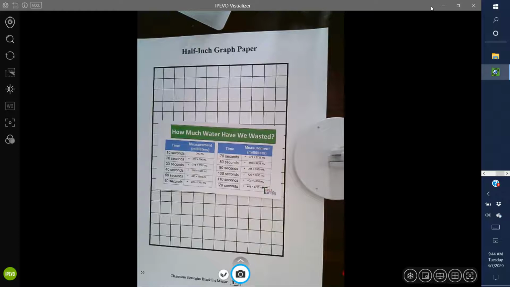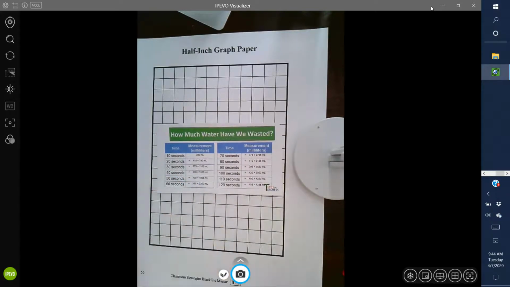You can see I have our data recorded here for us to use when we're ready to make the graph. But before we begin making the graph, we need to make sure we have a few important things. For example, we need to make sure we have a good title on our graph. I'm going to use the amount of water wasted when we brush teeth.